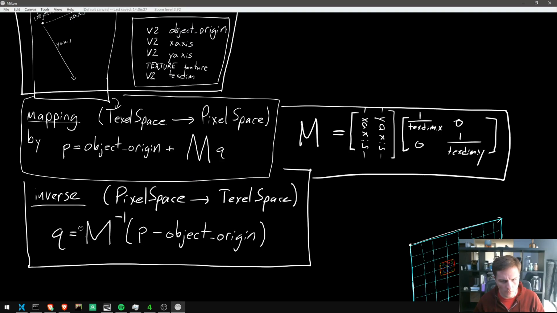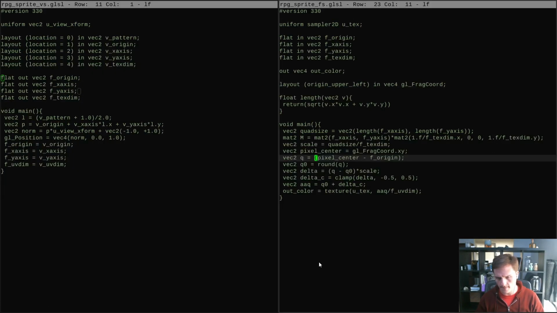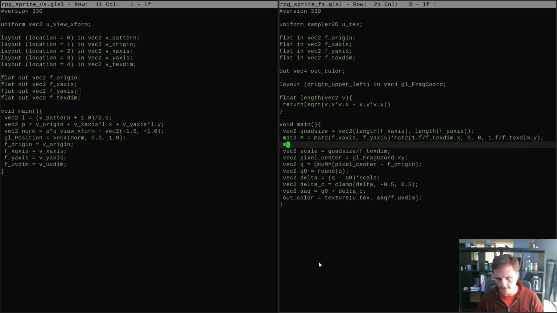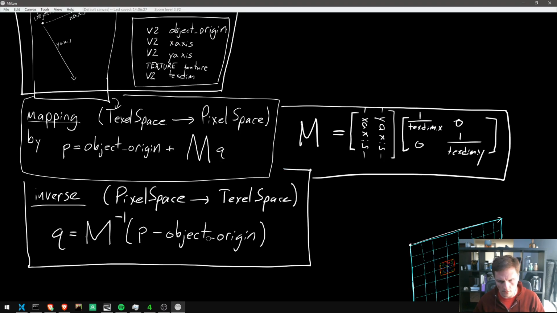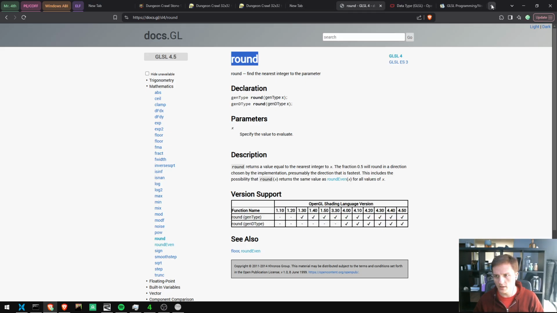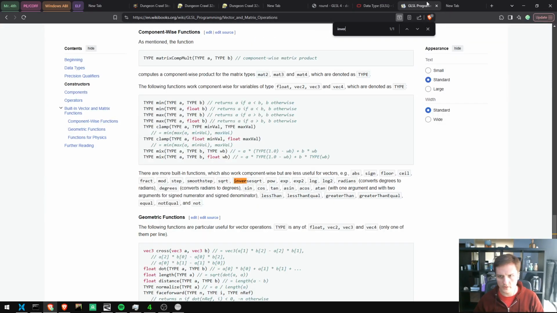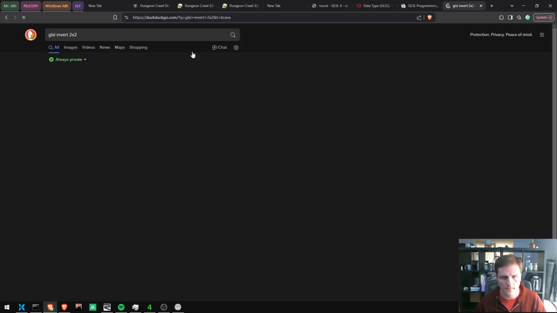So here we go. Q equals the inverse of M times pixel center minus origin. Where do I get my inverse from? GLSL, do you have anything about inverse? GLSL invert 2 by 2.